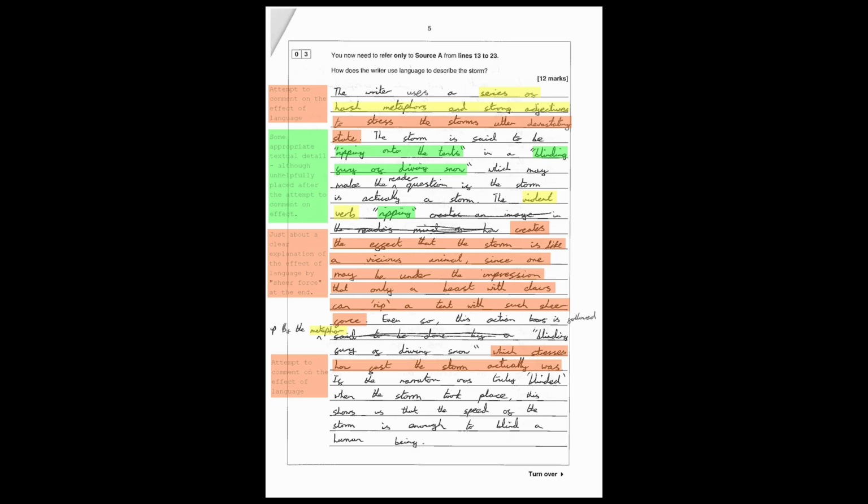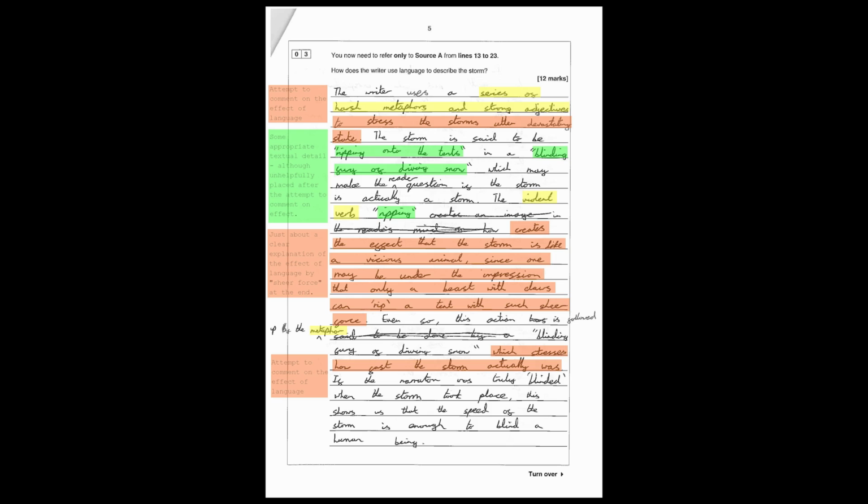Without reading the entire source here, what we can see is that there is a system in place for a level 3 response, a clear and relevant response here. So we start off in the yellow there with harsh metaphors and strong adjectives. The student here has clearly picked up on some relevant language features. And then we have a comment on the effect of the language to stress the storm's utter devastating state. That's a brief analysis there of why the writer has used those language terms.